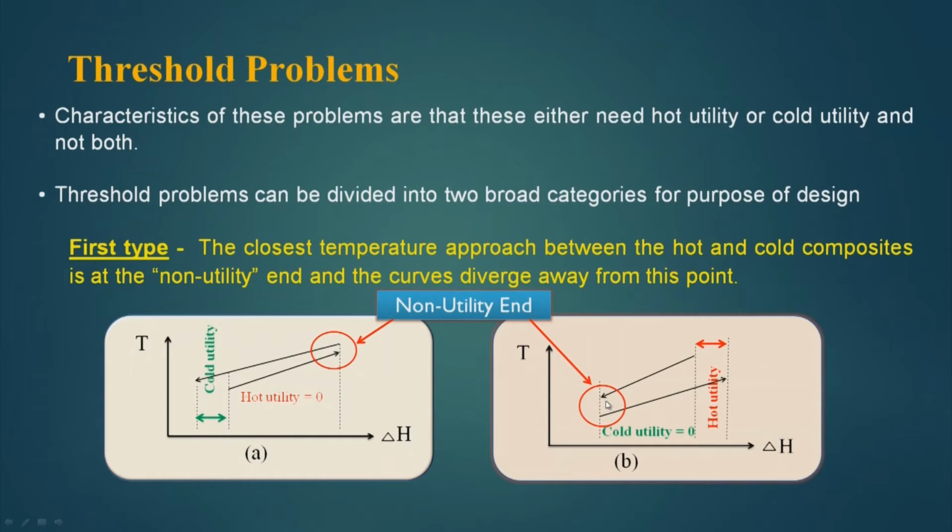Now, the delta T minimum is at the non-utility end, which is the cold utility end here, and as we go away from it, the delta T is increasing. So, this is one set of problems, and it is a simple one, because delta T is less here and then it is increasing continuously in this also.